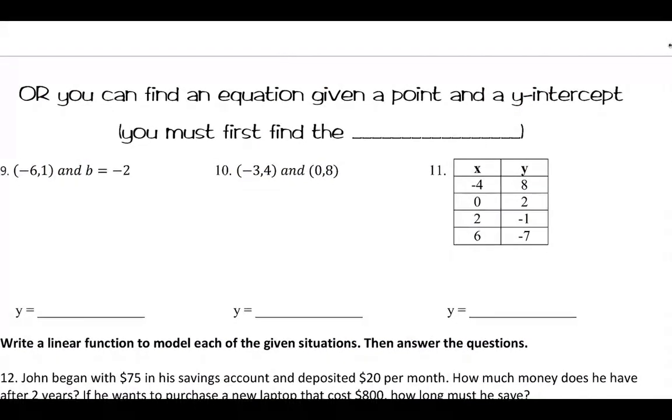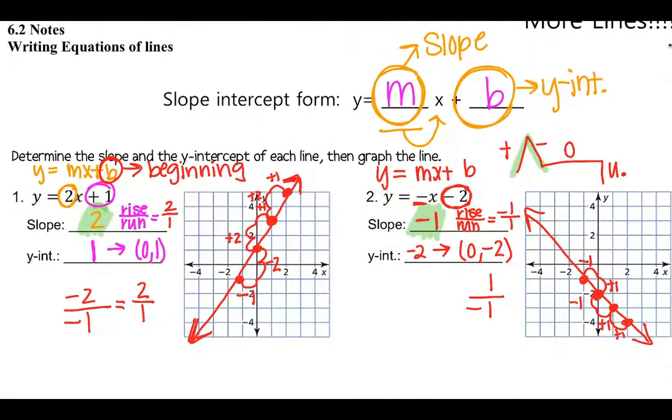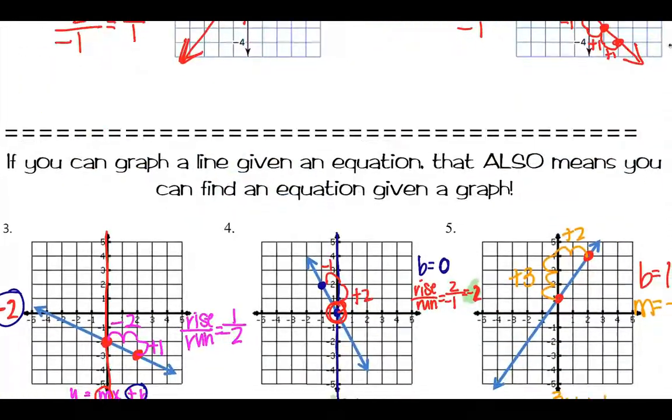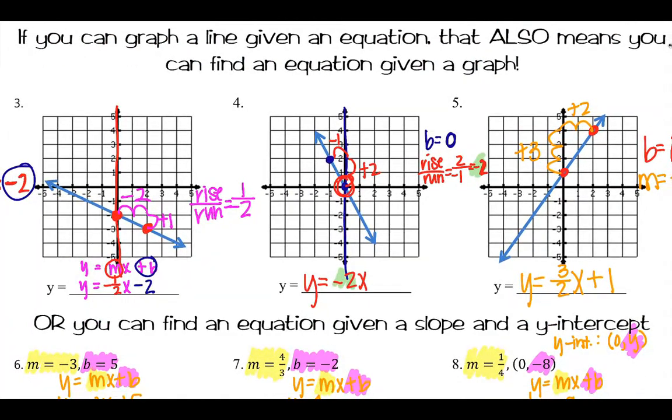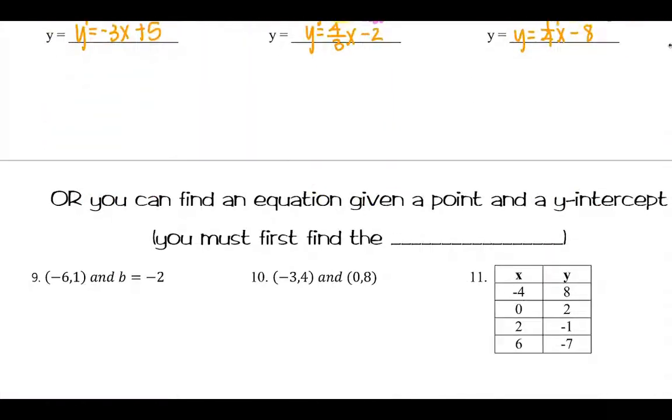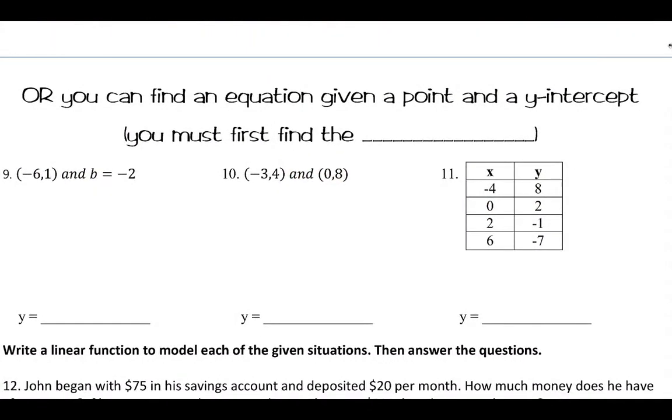So on the front, we were given an equation and we could find the slope, y-intercept, and graph it. We were given a graph and we could find the slope and y-intercept and write the equation. We were given an m and a b and we could write the slope-intercept equation for it. Or you can find an equation given a point and a y-intercept. But first, you must find the slope.